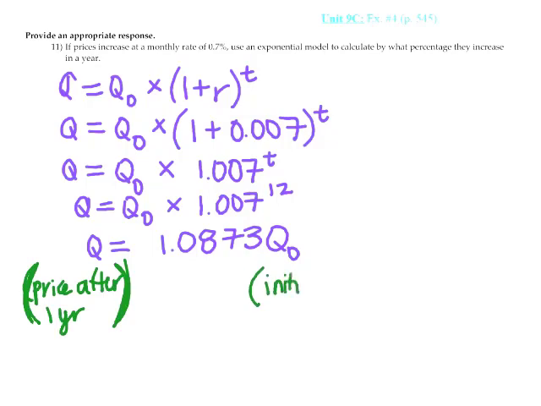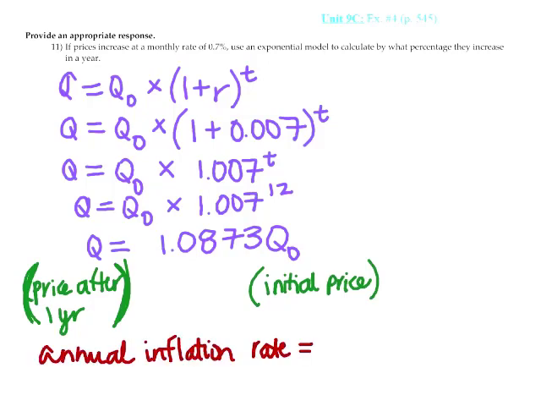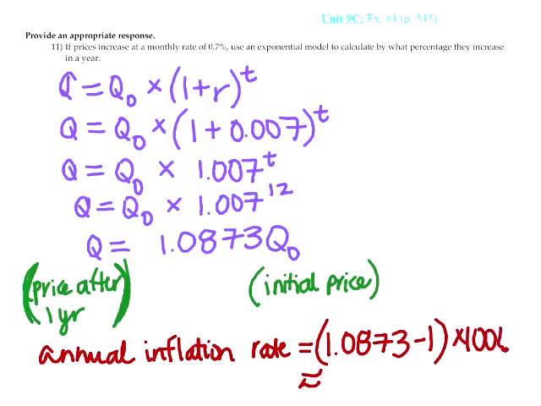our initial price. We want to find the annual inflation rate. To find the annual inflation rate, we know that the exponential function is represented by 1 plus the annual inflation. So knowing that it's 1 plus the annual inflation, we're going to subtract 1 from 1.0873. And we're going to multiply that by 100%, and the annual inflation rate will be approximately 8.7%.